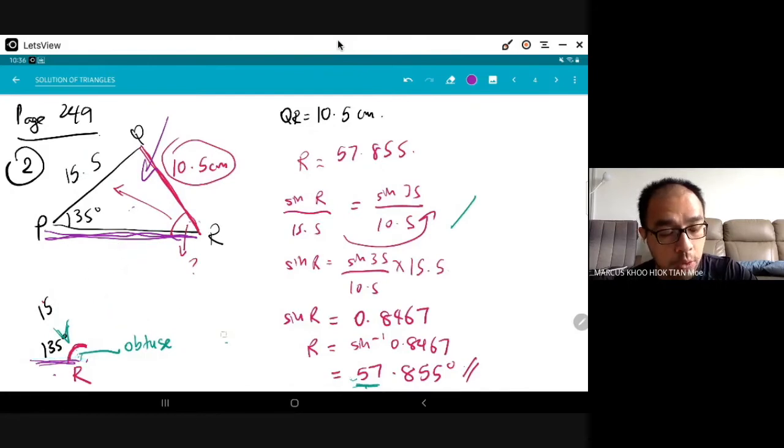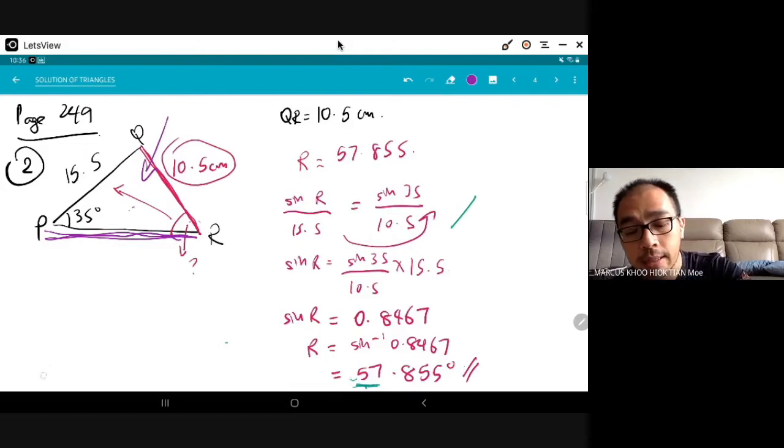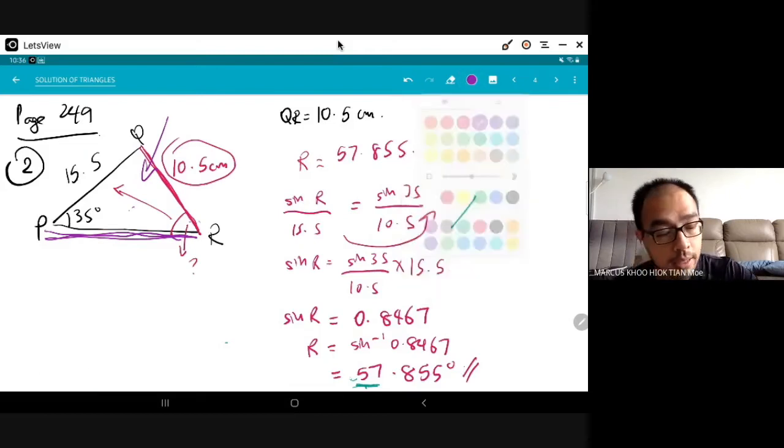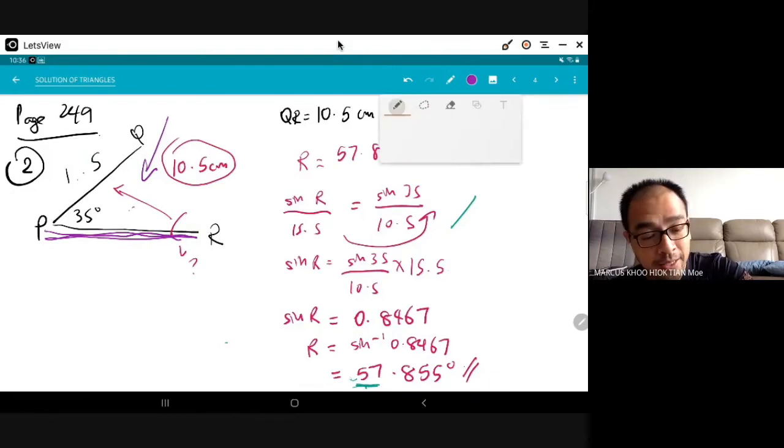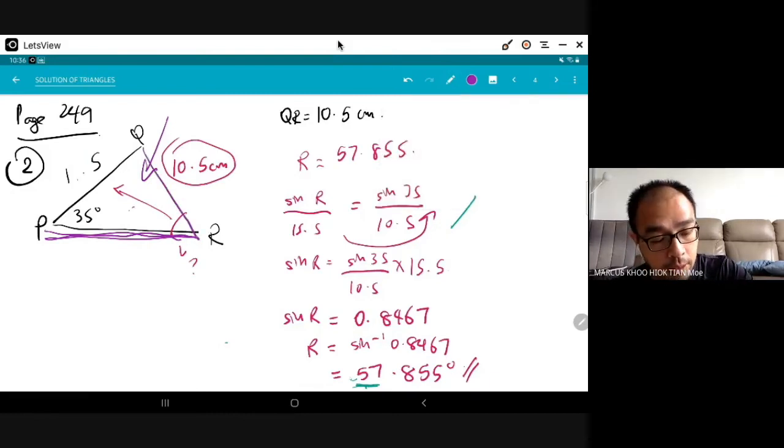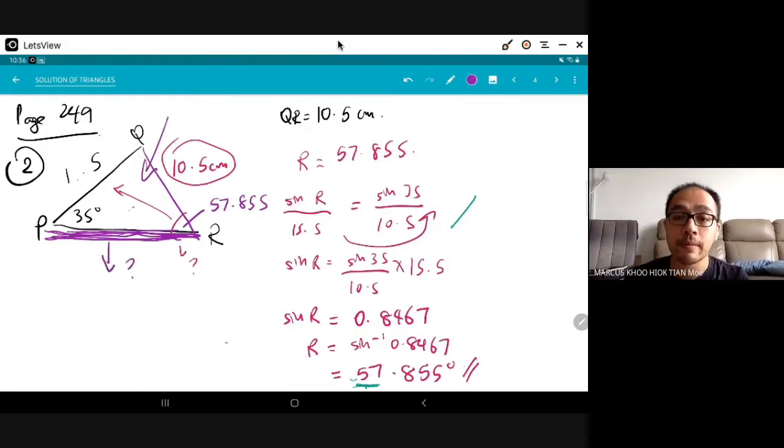So in this triangle, how do I find this PR? This one is quite easy. Can you find it for me, please? If this side is 35, this is 15.5, and this angle R, I know already, is 57.855. Can you please find for me the value of PR? Give me the answer. Give me what this angle is. If I don't have this angle, then I cannot find PR, but I can find the angle already. Can somebody tell me how much this angle is first?